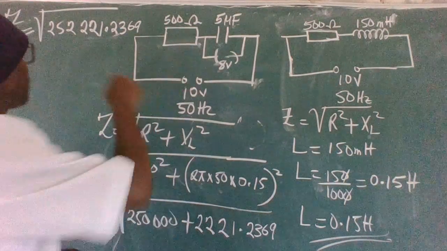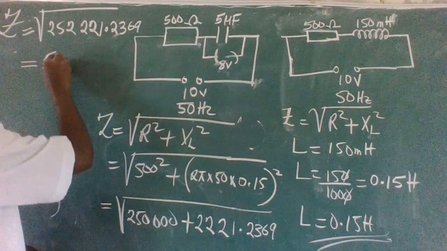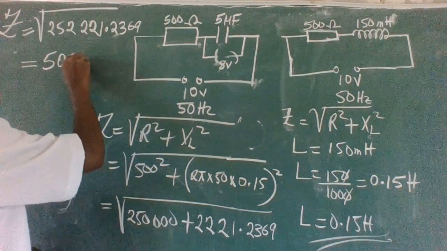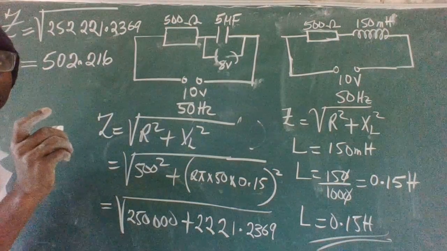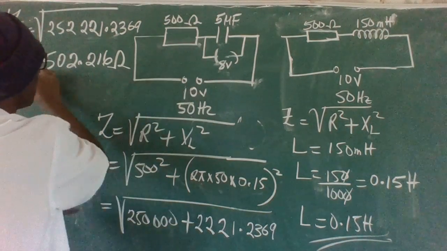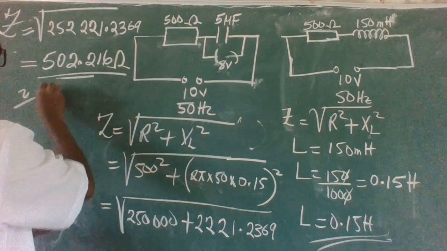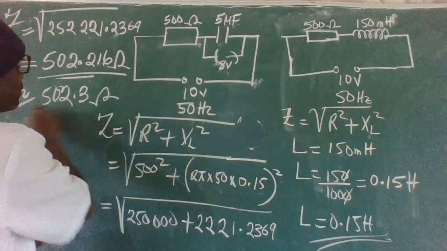Come on, let's have the final answer here. What do we have? 502.2. 5, 0, 2 point what? 216. 216. Remember, impedance is measured in what? Ohms. So, right? Yes, sir. Approximately we have this as 502 point what? 3 ohms, right? Yes, sir.